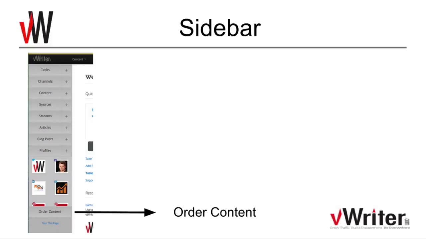And finally, fairly obvious, the order content button at the bottom. You'll see at the very bottom as well, it's got tour this page. That's the same as it was really. A lot of pages in the system have a tour facility where you can simply click that link and it gives you a really quick and easy orientation to the page that you're on. It'll just run through various aspects of it so you become familiar with it very quickly.